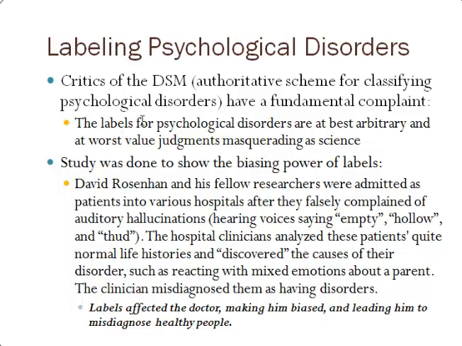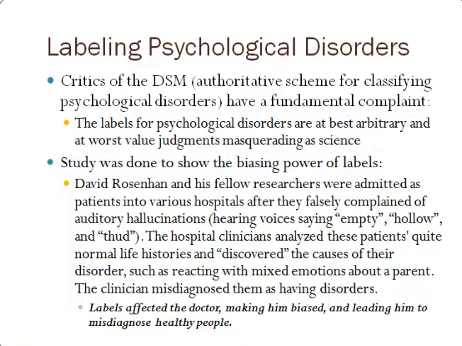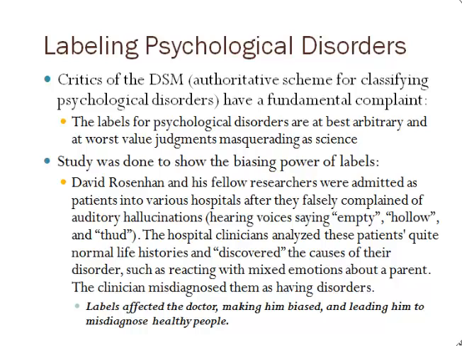First of all, they can be value judgments masquerading as science, and the idea is that people are individuals. Labeling someone, this person is schizophrenic, and this person is sociopathic, and this person is this, and this person is that, kind of takes away from personal responsibility a little bit. David Rosenhan and his fellow researchers were admitted to various hospitals as patients.